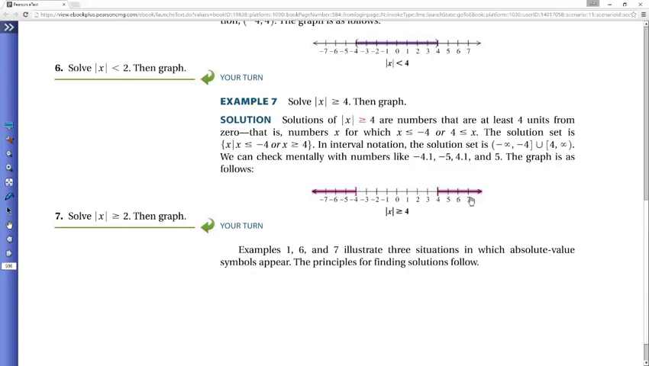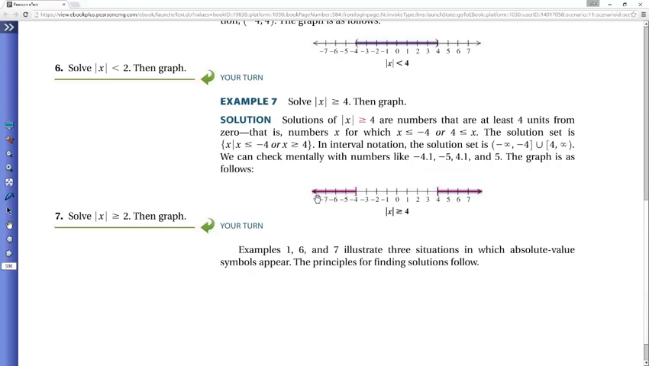I could put 5, 6, 7, 8, 3022. All those could go in there and make that true. So it's everything right of and including 4. Well, what about on the other side? Same thing when I get to negative 4. That actually works. The absolute value of negative 4 is greater than or equal to 4.